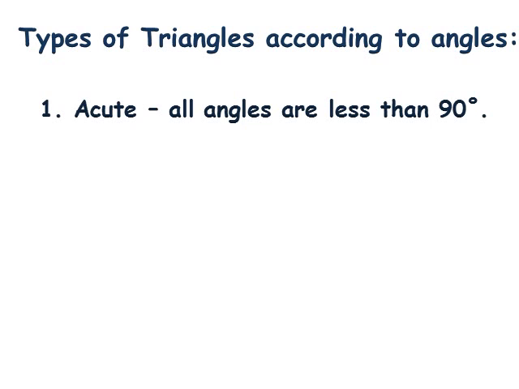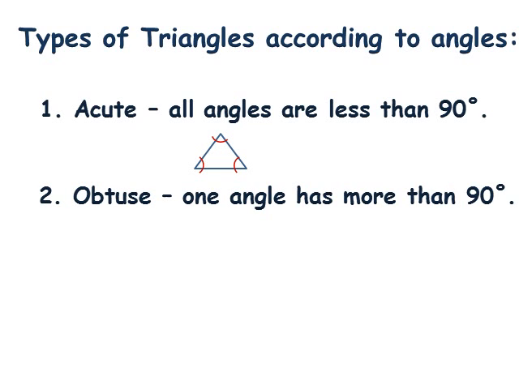If you remember our lessons about angles, all angles that are less than 90 degrees are called acute angles. It's the same thing with triangles. If all the angles of a triangle are less than 90 degrees, then that is an acute triangle. Okay, this is an example of that. So all angles would be less than 90 degrees.